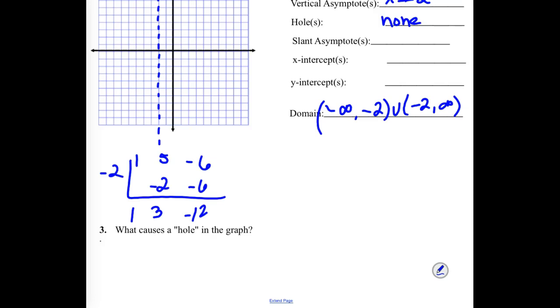Remember we talked about slant asymptotes. The remainder, this negative 12, is trying to be divided by x plus 2. And as x gets really, really large, you're taking negative 12 divided by a huge number. Okay? Think of taking negative 12 divided by 10 trillion. It's going to be almost nothing, right? So we ignore the remainder.